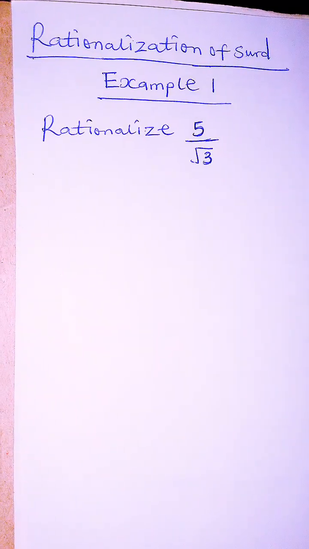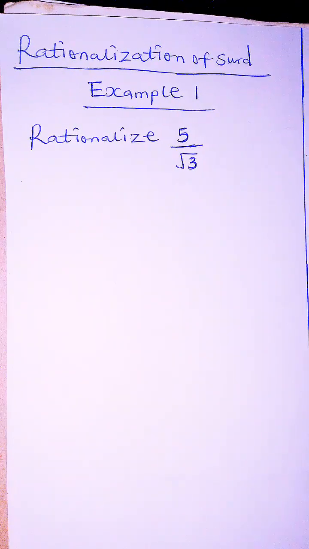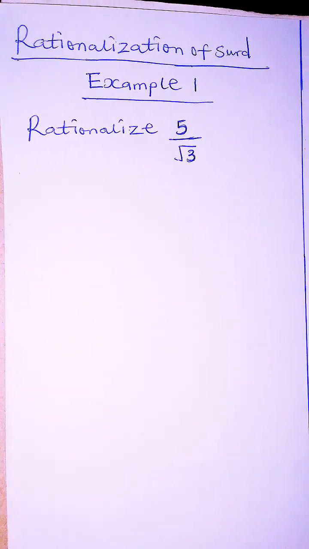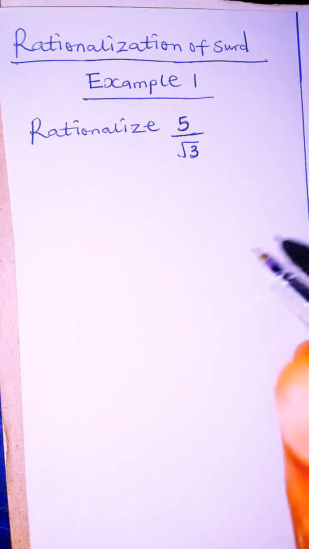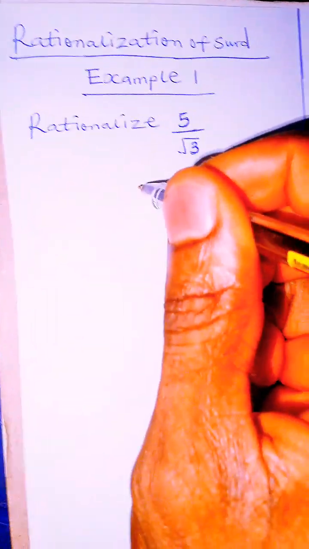Now we have a question before us. We have to rationalize 5 over root 3. To rationalize this is very easy. Let's take a solution without wasting time. So solution.